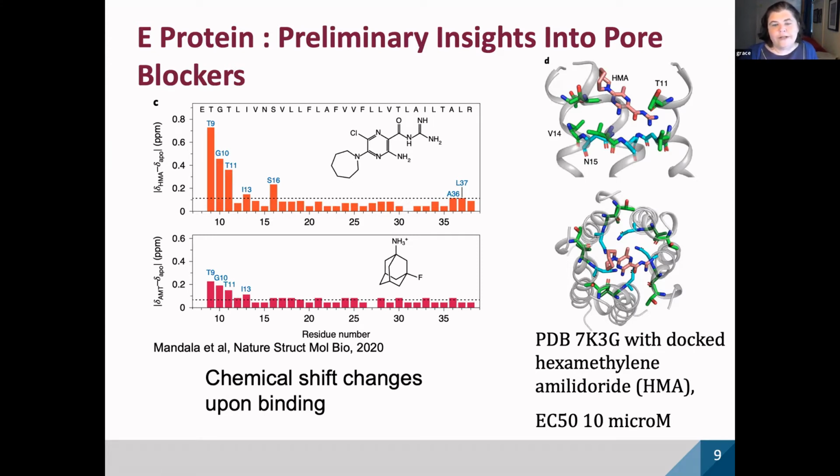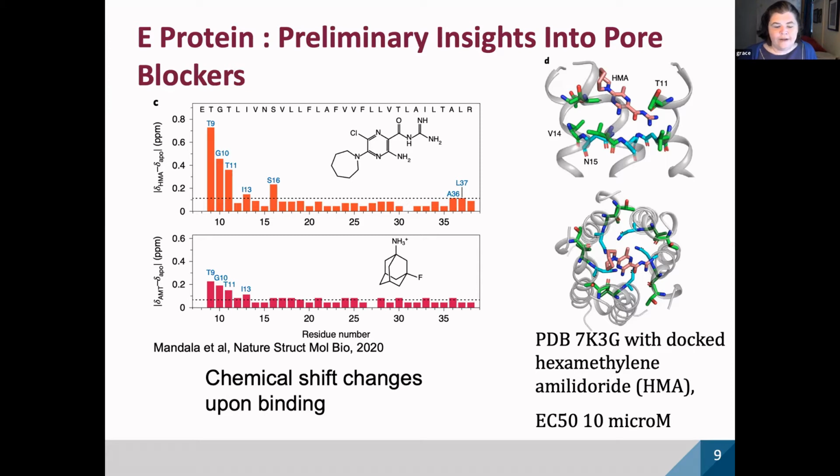And so what they were able to do then is they said, okay, we're just going to dock the drugs to the structure. And so this is HMA docked to their structure. Of course, with docking, there are a lot of different issues, and one of them is that it can be really challenging to tell which of many possible modes is the right one. And certainly the SI, even for this paper, has a lot of other different modes that you can dock HMA in.